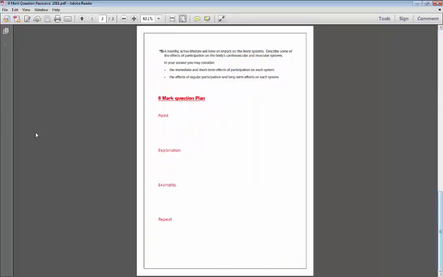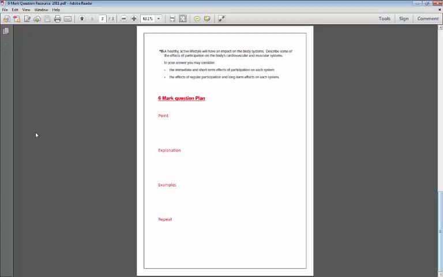So, for example, if we were looking at this 6 mark question, a healthy active lifestyle will have an impact on the body systems. Describe some of the effects of participation on the body's cardiovascular and muscular system. In your answer, you must include the immediate short-term effects of participation on each system and the effects of the regular participation on long-term effects of each system.